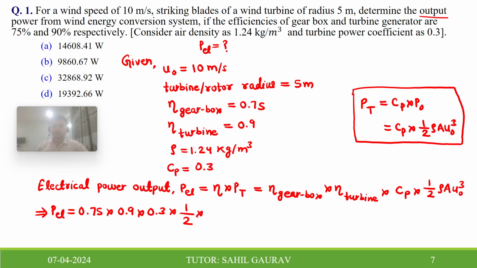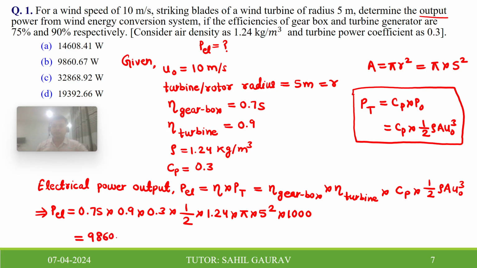So the air density is given as 1.24 kg per meter cube, and how will you find the area? Area is equal to pi r square. Since the rotor radius is given as 5 meter, we take it as r. So area equals pi r square, which will be pi into 5 square, and U naught cube is 10 meter per second cubed, that is 1000. Upon multiplying all these values, you will get 9860.67 watt. So B is the correct answer.